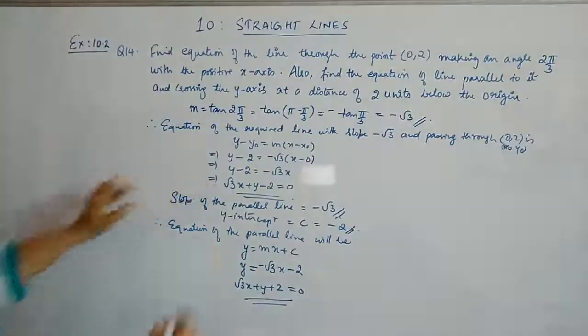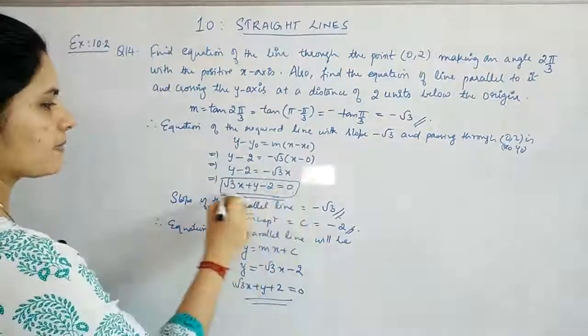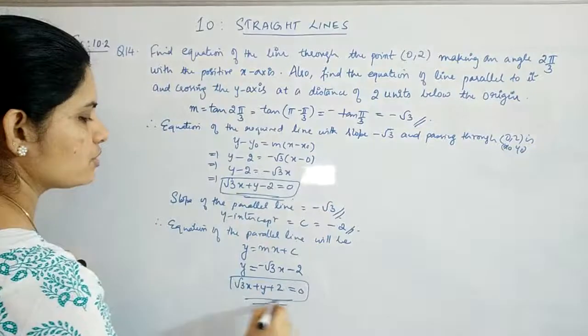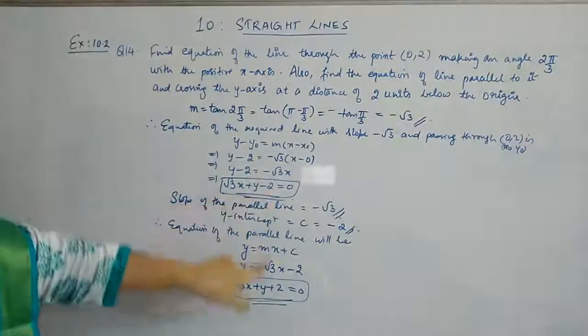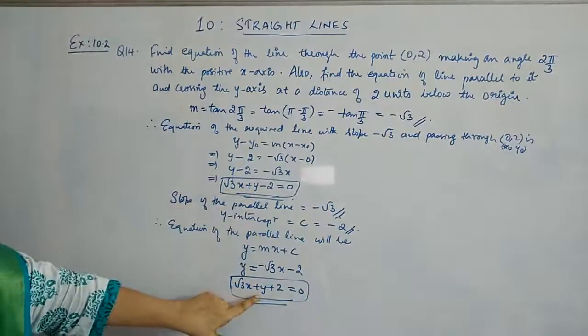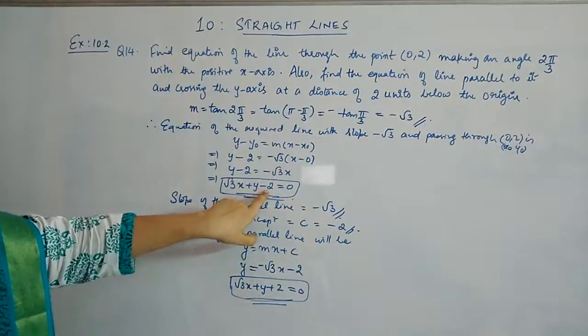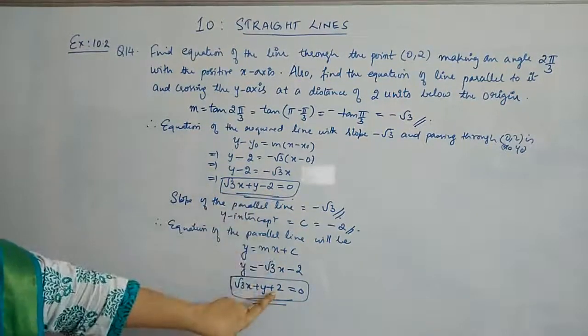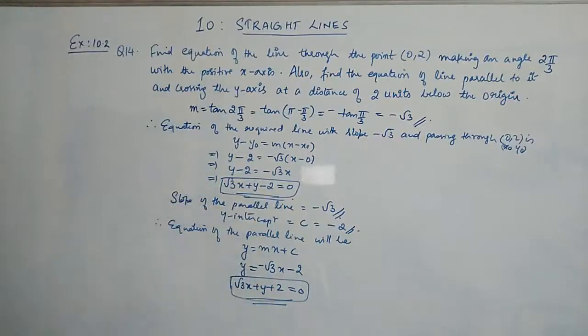Now you can check that two lines which are parallel to each other will differ only by a constant. Here you have root 3x plus y, root 3x plus y. And what is the constant? Here you have minus 2, here you have plus 2 equal to 0. So they are only differing by a constant. In general, two parallel lines differ only by a constant, that is the c value. In ax plus by plus c equal to 0, only that c value will change. The remaining ax plus by will be the same for both lines. Then the lines are parallel.